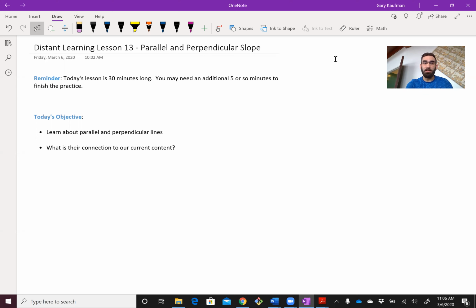So today's objective is to learn about parallel and perpendicular lines and to make the connections between those and what we're doing in class right now. So without further ado, let's get right to it.